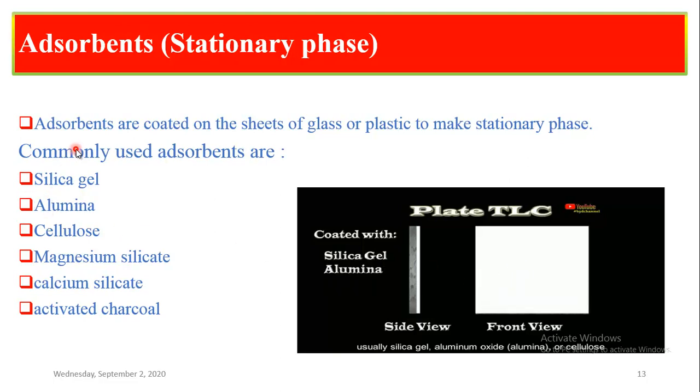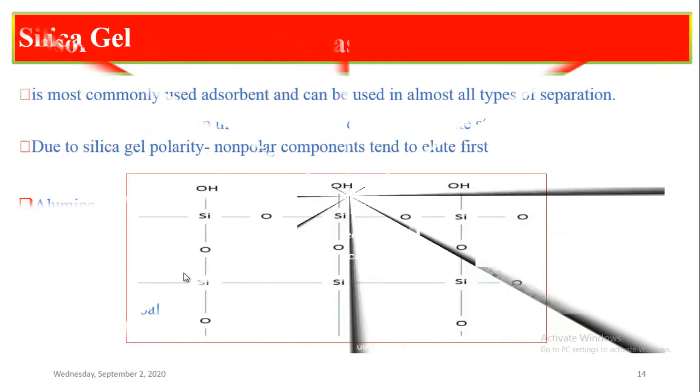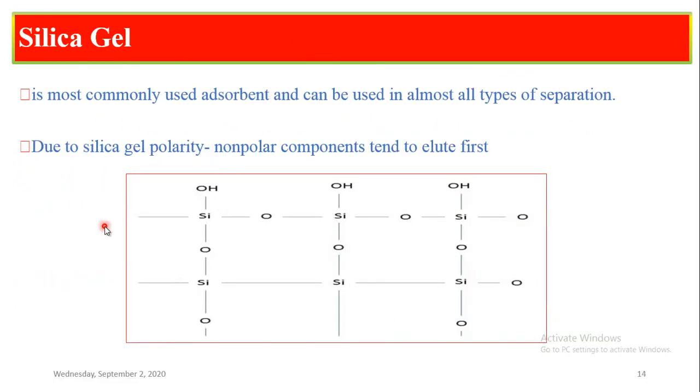The commonly used adsorbents are silica, alumina and cellulose; these three are the most common. Others are also used, such as magnesium silicate, calcium silicate and activated charcoal, but these are less commonly used. First we have to select the adsorbent. Now, what is silica gel? It is the most commonly used adsorbent, and it is used for all types of separation.